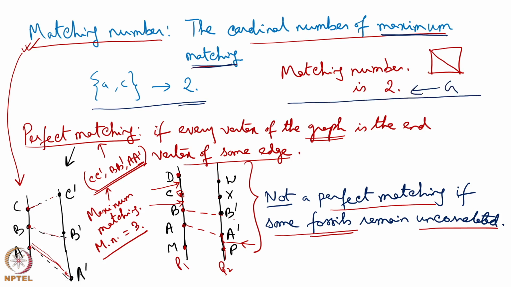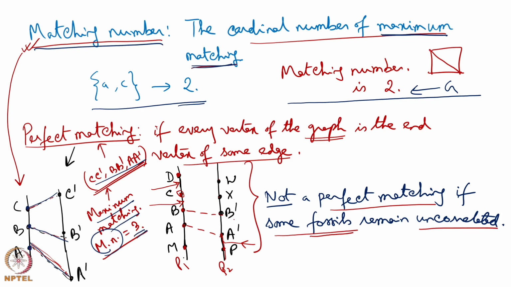Now, let us look at a perfect matching. If every vertex of the graph is the end vertex of some edge, for example, every vertex is touching an edge with some other vertex. So, in this particular stratigraphic case, what is the maximum matching? Easily we can say all these lines, I can write down AA dash, BB dash and CC dash. Therefore, the matching number in this case will be equal to 3.